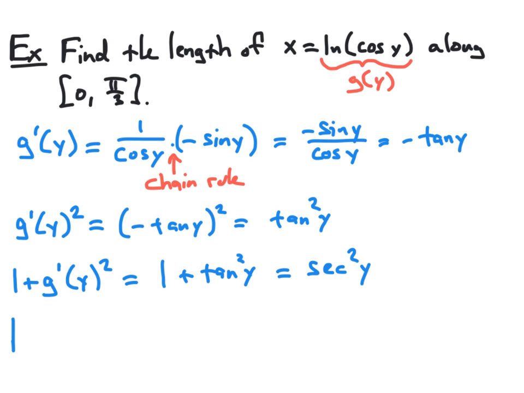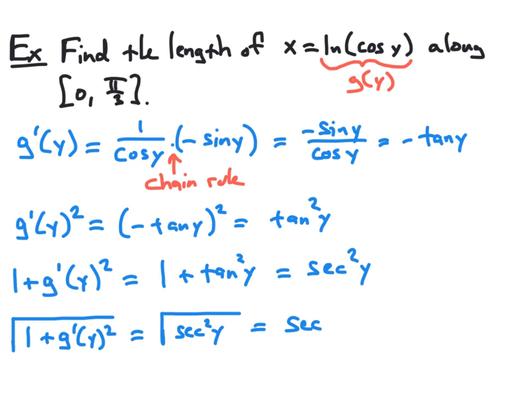And so in our last step to compute our integrand, we want to take the square root of 1 plus g prime of y quantity squared. So we want the square root of secant squared of y, which is just the secant of y. And so for this particular function, we actually get a very nice integrand that we're going to be able to integrate over, and we're going to integrate the function secant y.